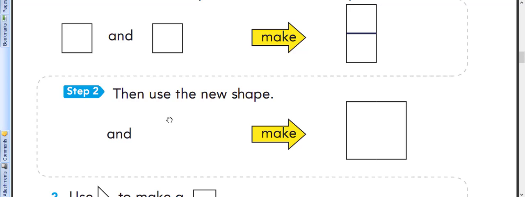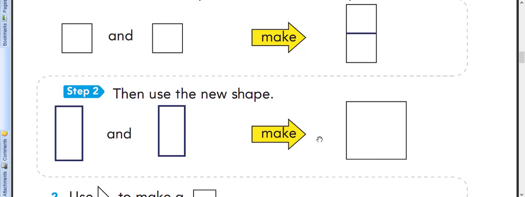Step 2. We will make another rectangle. We will take this rectangle and make another one. Then we will put these 2 rectangles side by side to make our square. Let's put them side by side here to make our square. So we put them now.